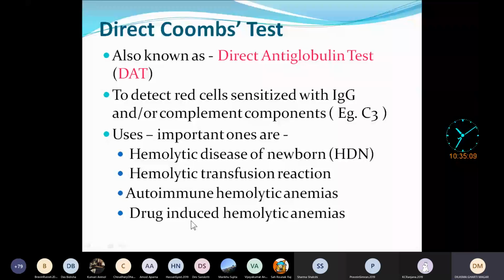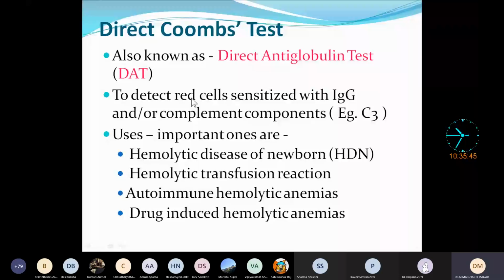Its uses are important in case of the hemolytic disease of the newborn, hemolytic transfusion reaction, autoimmune hemolytic anemia, drug-induced hemolytic anemia. Everything is hemolysis, isn't it? If you don't remember the other remaining three, you have to remember the hemolytic disease of the newborn. Understood here? I'll repeat the slide once again. The direct Coombs test is also known as a direct antiglobulin test, and it will detect the red cell sensitized with the immunoglobulin G or the complement C3.